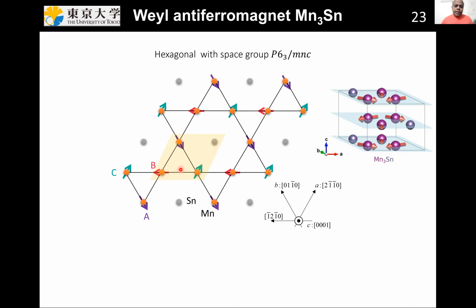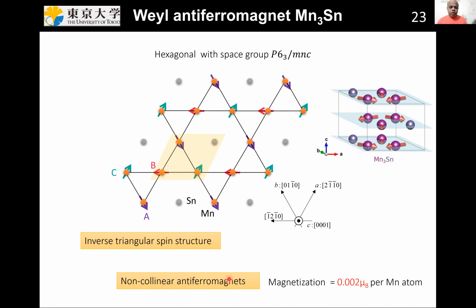You can see it has 3 manganese atoms and 1 tin atom in the unit cell, as shown by this yellow shaded area. Now, if you look at the 3 manganese atoms, the spins of these manganese atoms are at 120 degrees with respect to each other. This kind of spin structure is called an inverse triangular spin structure. Since this is a non-collinear antiferromagnet, we would usually expect the magnetic moment to be 0, but experimentally people find a very, very tiny magnetic moment, 0.002 Bohr magneton per manganese atom, which is almost close to 0.